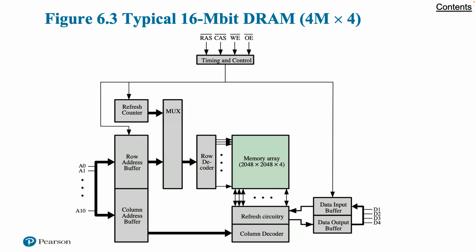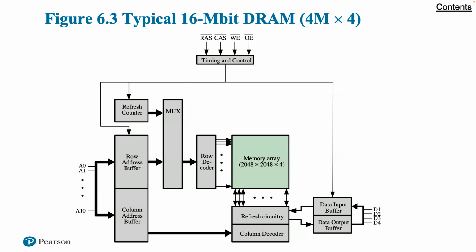Because only 4 bits are read or written to the DRAM, there must be multiple DRAMs connected to the memory controller to read or write a word of data to the bus. Note that there are only 11 address lines, A0 through A10, half of the number you would expect for a 2048 by 2048 array. This is done to save on the number of pins.